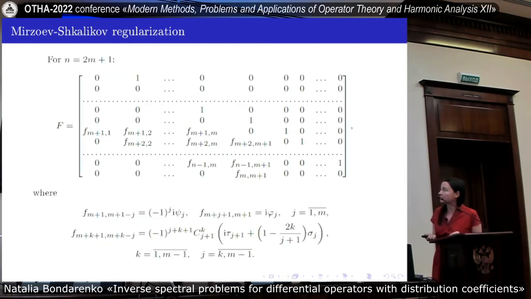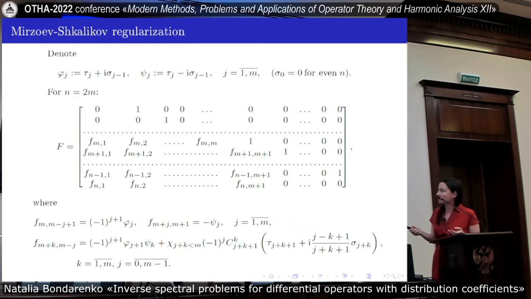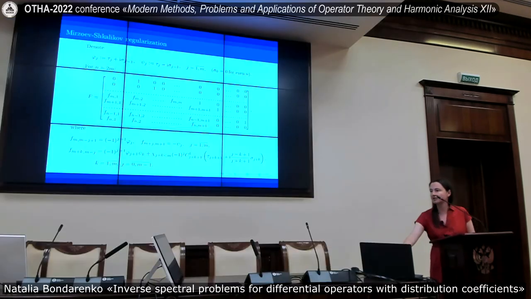And for the odd order, the form is different. Here, the elements are also constructed by using phi, psi, and tau and sigma. We see that here the elements of F depend linearly on tau_k and sigma_k, but for the even case, there is quadratic dependence here.